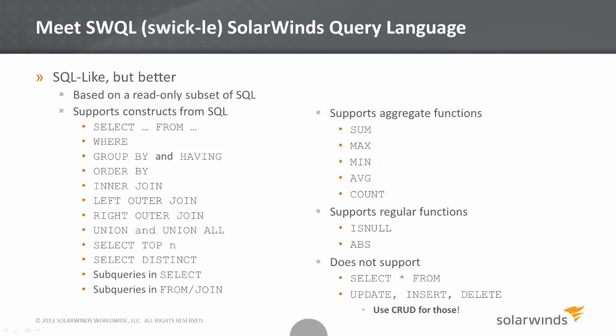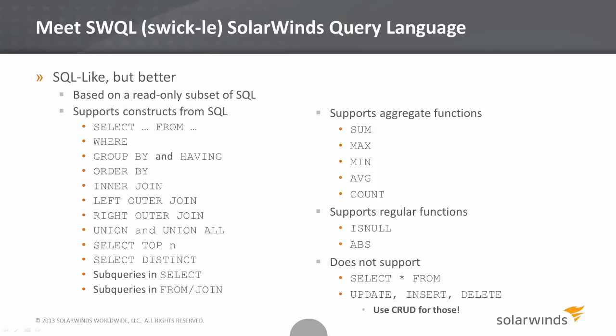Okay, so the first thing that we're going to talk about here is SWQL. That's the SolarWinds Query Language, and it's a lot like SQL, but I think it's better. First of all, it's based on a read-only subset of SQL, which can keep you out of a lot of trouble. But it supports a lot of powerful constructs from SQL. So select, including from and where and grouping and having. You can do ordering. You can do joins with differentiators for the type of joins. You can do top-N, distincts. You can do subqueries, and you can do that also from and inside of joins.